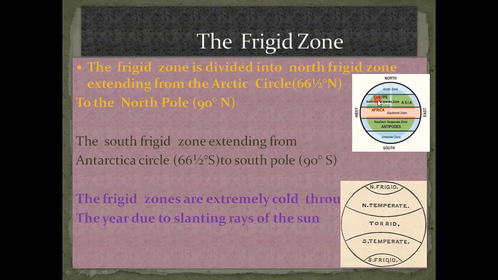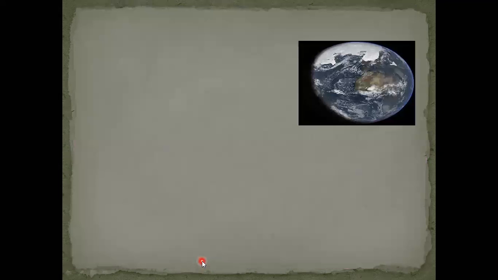They have two types: the Northern Frigid Zone and the Southern Frigid Zone. The Northern Frigid Zone extends from the Arctic Circle, 66.5, to the North Pole, 90 degrees, and the South Frigid Zone from the Antarctic Circle, 66.5, to the South Pole, 90 degrees south. These zones are very cold throughout the year due to the slanting, very weak rays of the sun. That's why the place is very cold here.